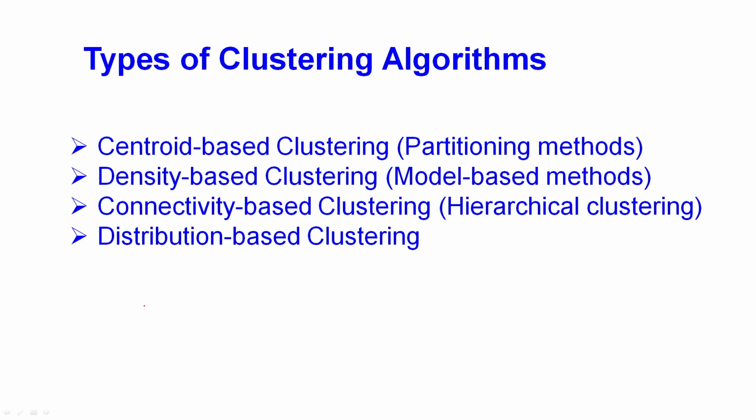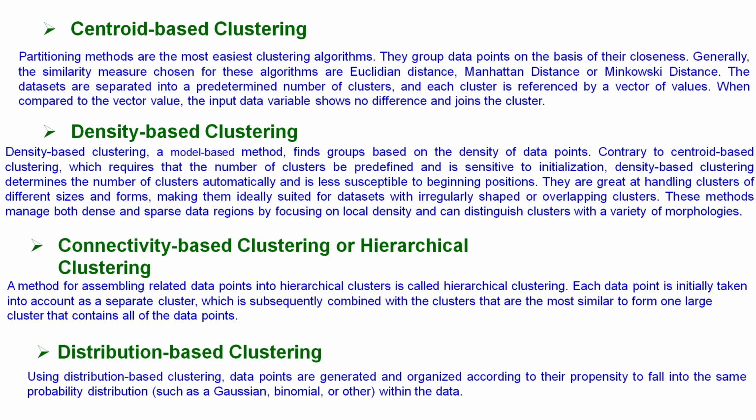Centroid based clustering I have already discussed in the last lecture. This is the easiest clustering algorithm. They group data points based on closeness, which means you put a point and then measure the distances. Generally this is measured using a certain distance, such as Euclidean distance, Manhattan distance, or Minkowski distance. The data points are separated into a predetermined number of clusters, and each cluster is represented by a vector value. When compared to the vector value, input data variables show no difference, and then we put them in a cluster.